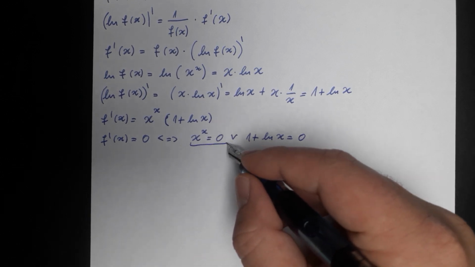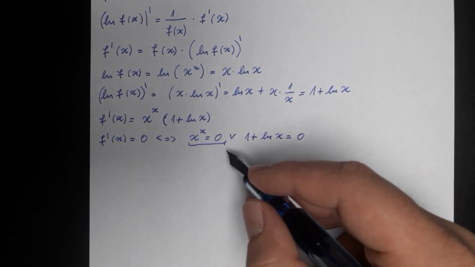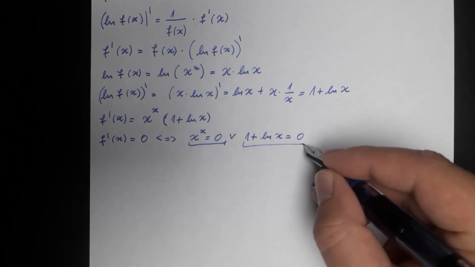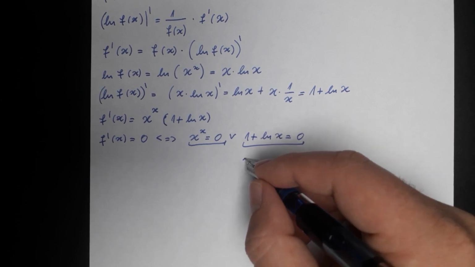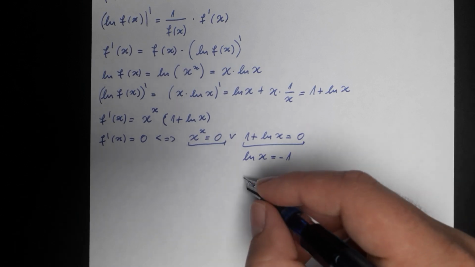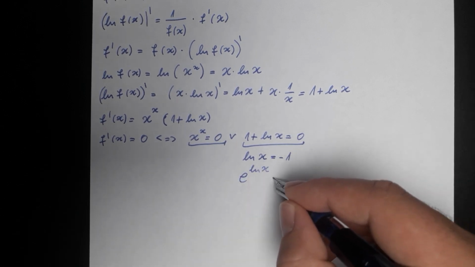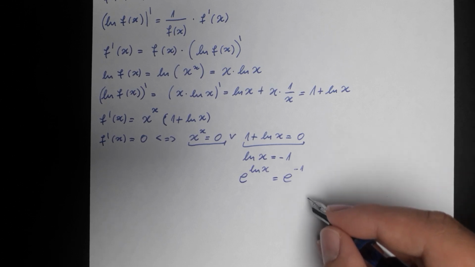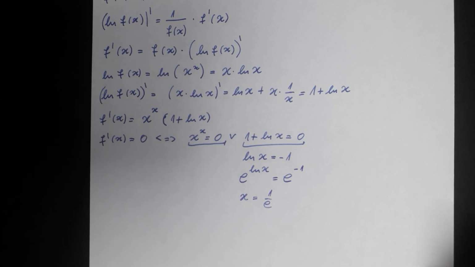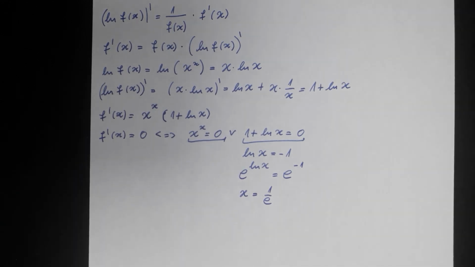X to the power x equal to 0 can't happen for positive real numbers. This other part is equal to 0 if and only if ln of x is equal to negative 1. So e to the power ln of x is equal to e to the power negative 1, and that means that x is equal to 1 over e. That means that at the dot 1 over e, the function f of x, which is defined as x to the power x, has a local extreme value.